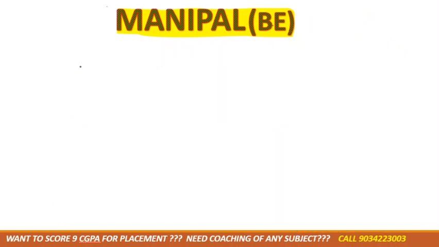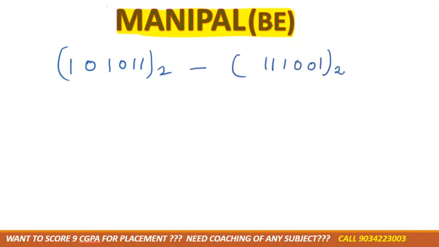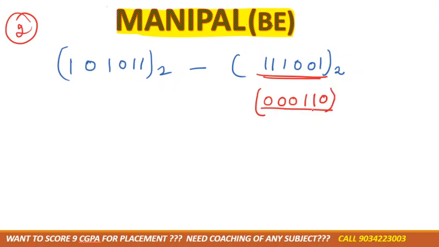Now see, we have 1 0 1 0 1, it's in binary. Now we need the one's complement, right? First take the one's complement, right? Then we add the minuend, add this number.